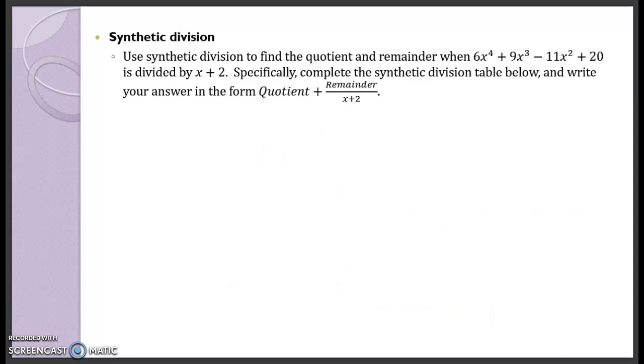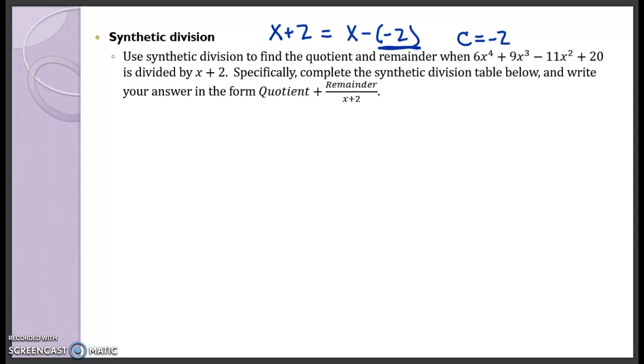So let's go ahead and do this example. Now remember, our binomial has to look like x minus c. But here we have x plus 2. x plus 2 equals x minus negative 2. So our c value equals negative 2.